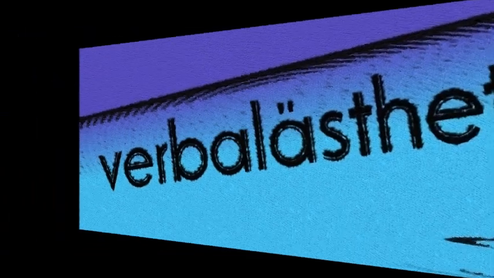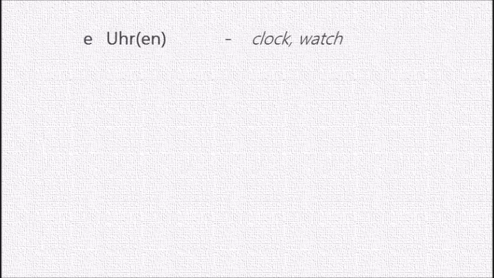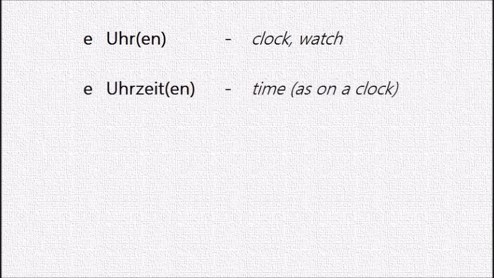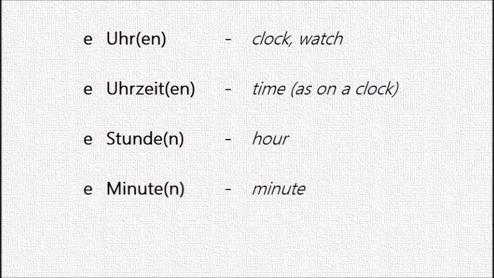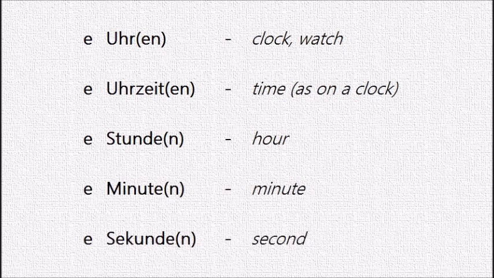First of all, some important vocabulary. A clock and also a watch is both eine Uhr in German. And the time as seen on a clock is called Uhrzeit, literally clock time. Hour is Stunde, minute is Minute, and second is Sekunde. But you don't use the last three to give the time.